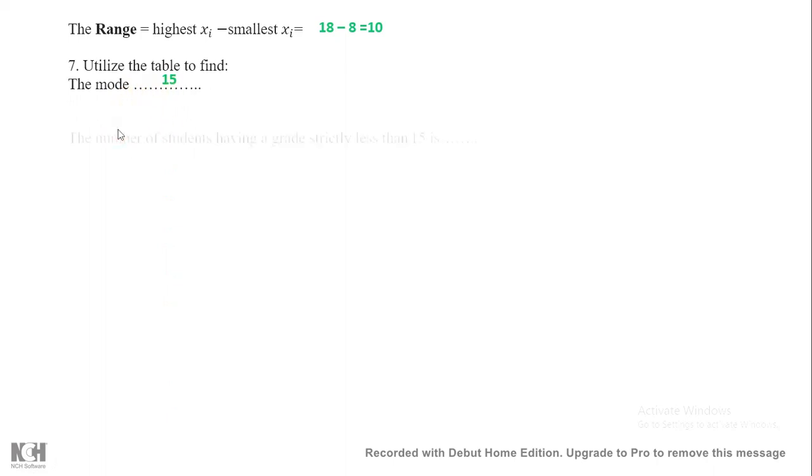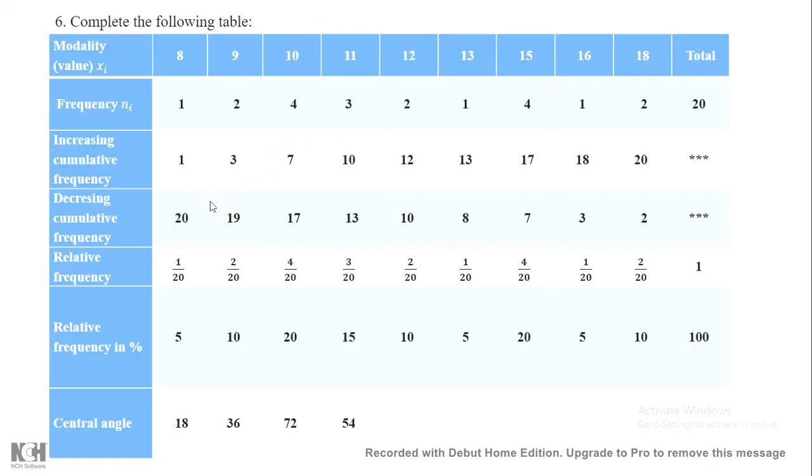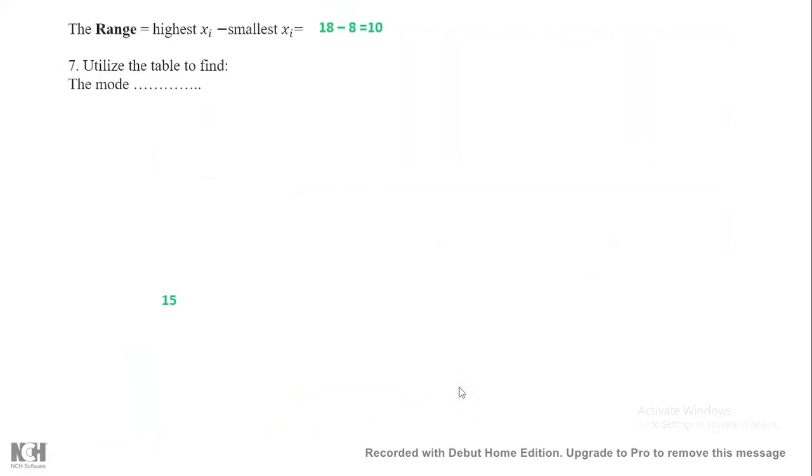The number of students having a grade strictly less than 15: if you go back to the table, we have to add 1 plus 2 plus 4 plus 3 plus 2 plus 1, or simply it will be 13, which we can take from the ICF table. So 13 is the number of students having a grade strictly less than 15.